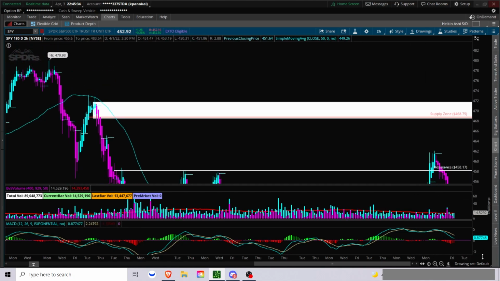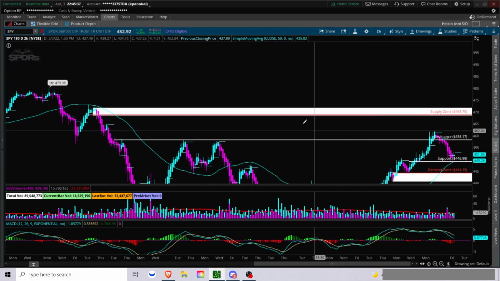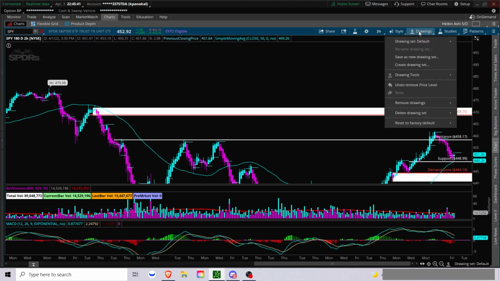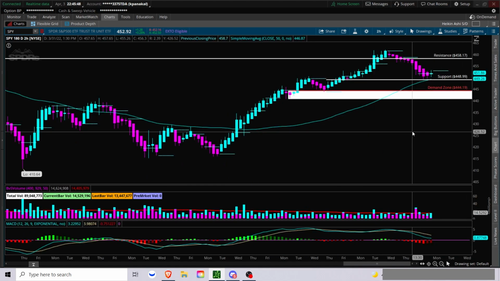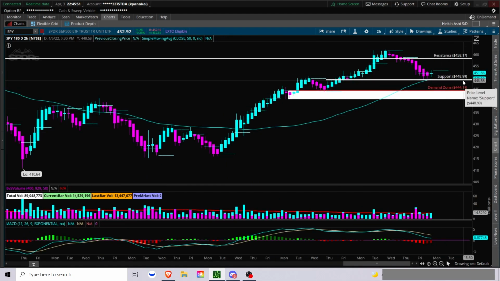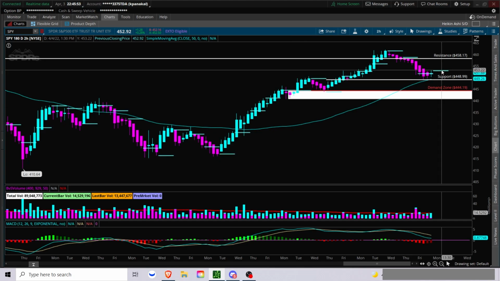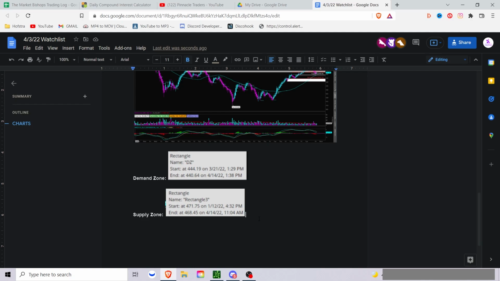Now I'm also going to be trying to do a few resistance and support levels too for some tickers, so I definitely don't mind showing you guys that as well. I have one plotted out for SPY. As you can see right here, we actually have support at 448.99 and resistance at 458.17, right? So that's something you should definitely take into consideration. Support levels and resistance levels are also very crucial, just like supply and demand zones.